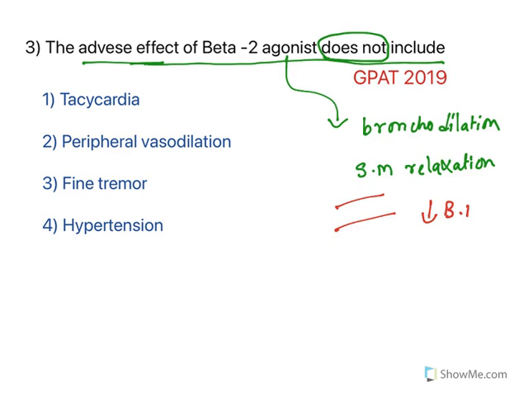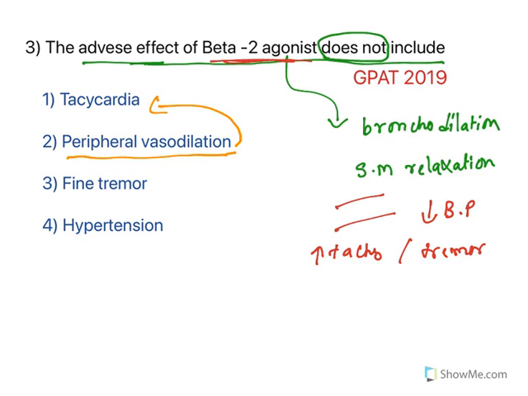BP may fall down. To correct this, a slight increase of heart rate, tachycardia, and a tremor will be there. Tremor means shivering. Excuse me. So these are all the effects of beta 2 agonists. Now understand the options. The major effect is peripheral vasodilation. This may result in tachycardia as well as fine tremor. So all these are adverse effects of beta 2 agonists.